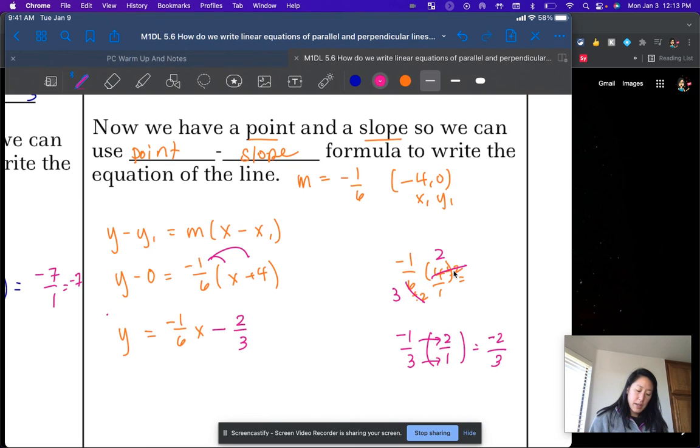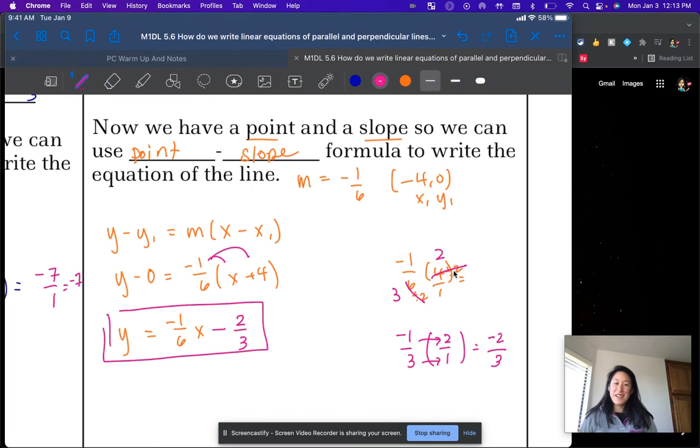And since the y is already isolated, I can go ahead and just finish up and write a box. So y is equal to negative 1/6x minus 2/3. So the y-intercept is negative 2/3. The slope is negative 1 over 6.